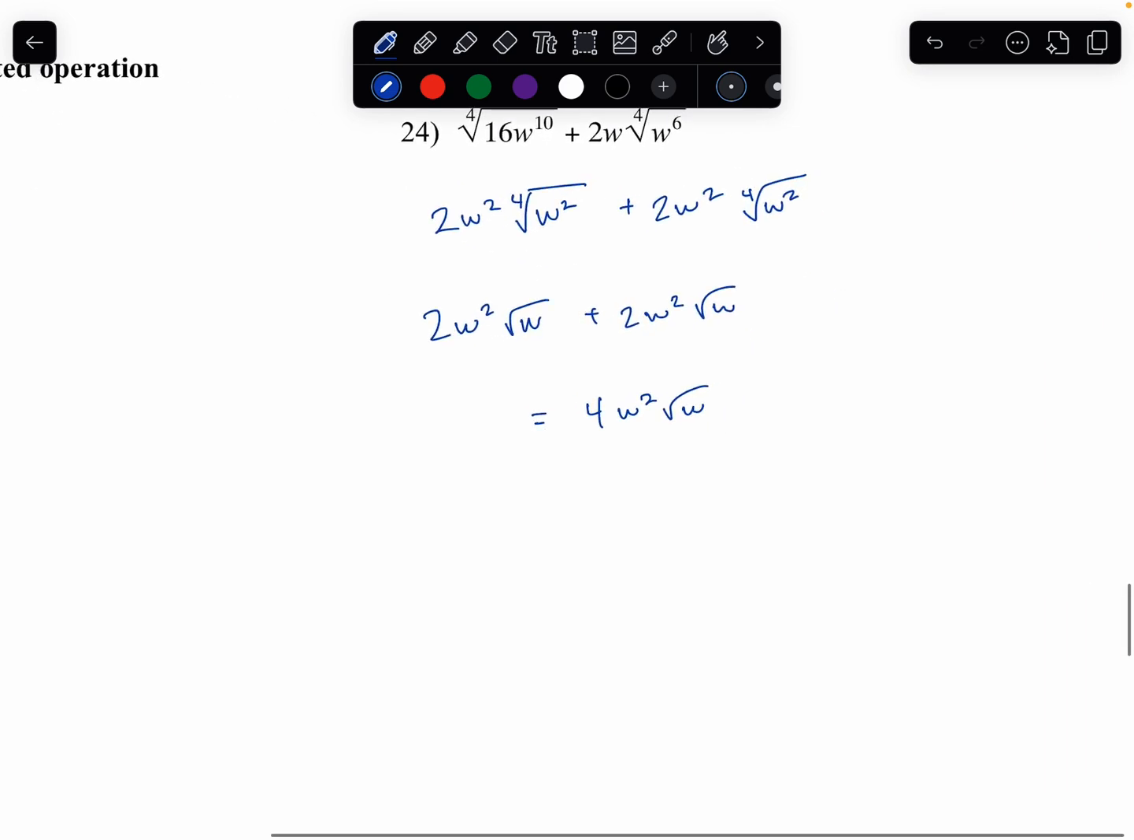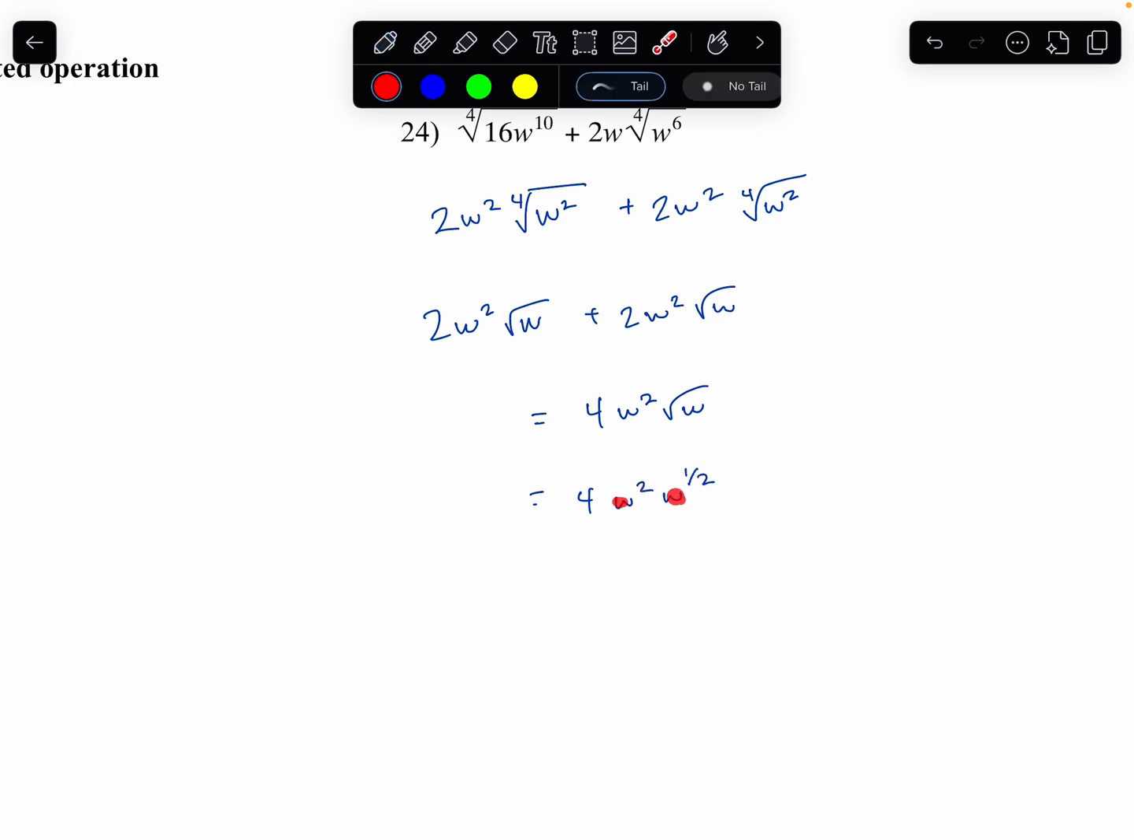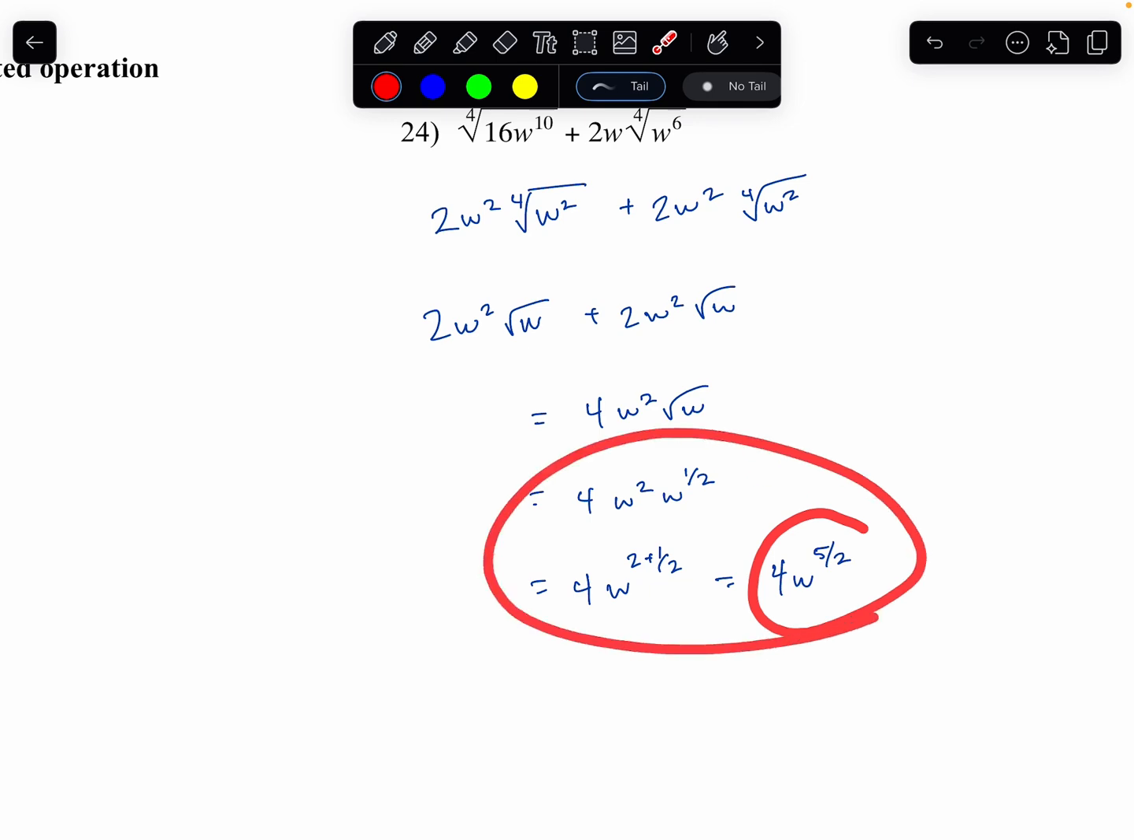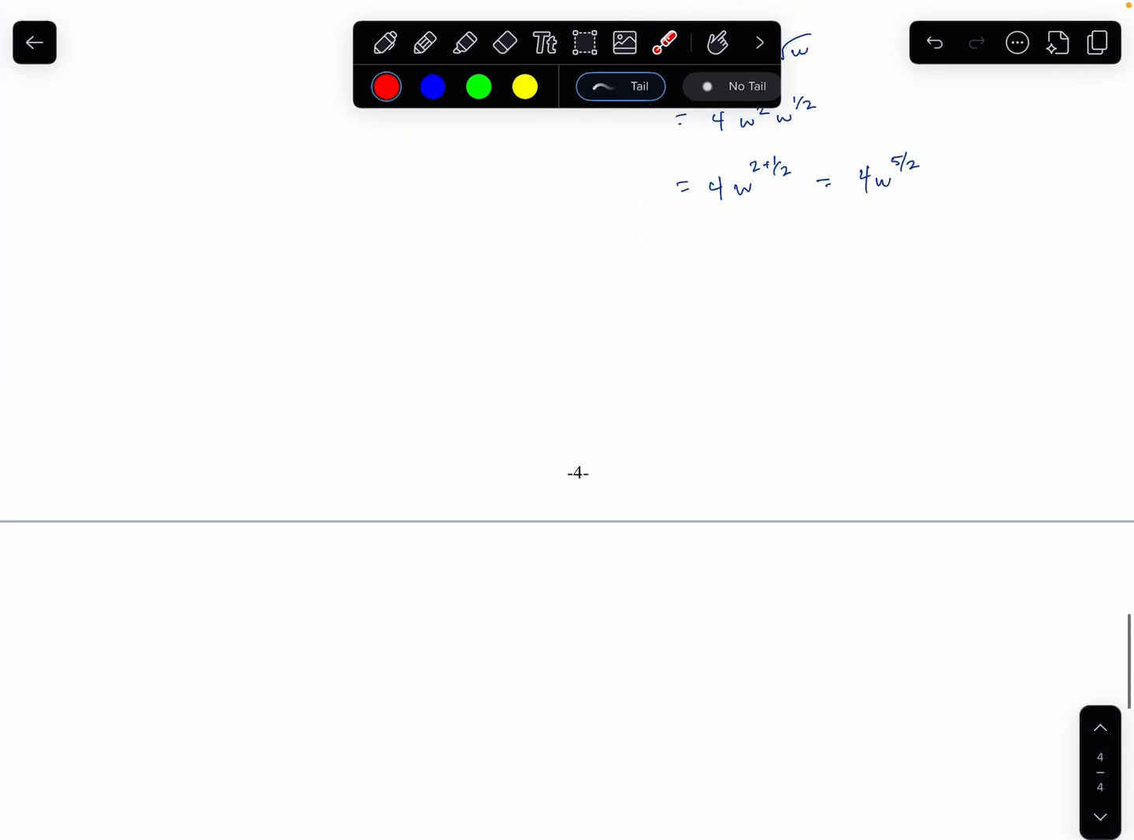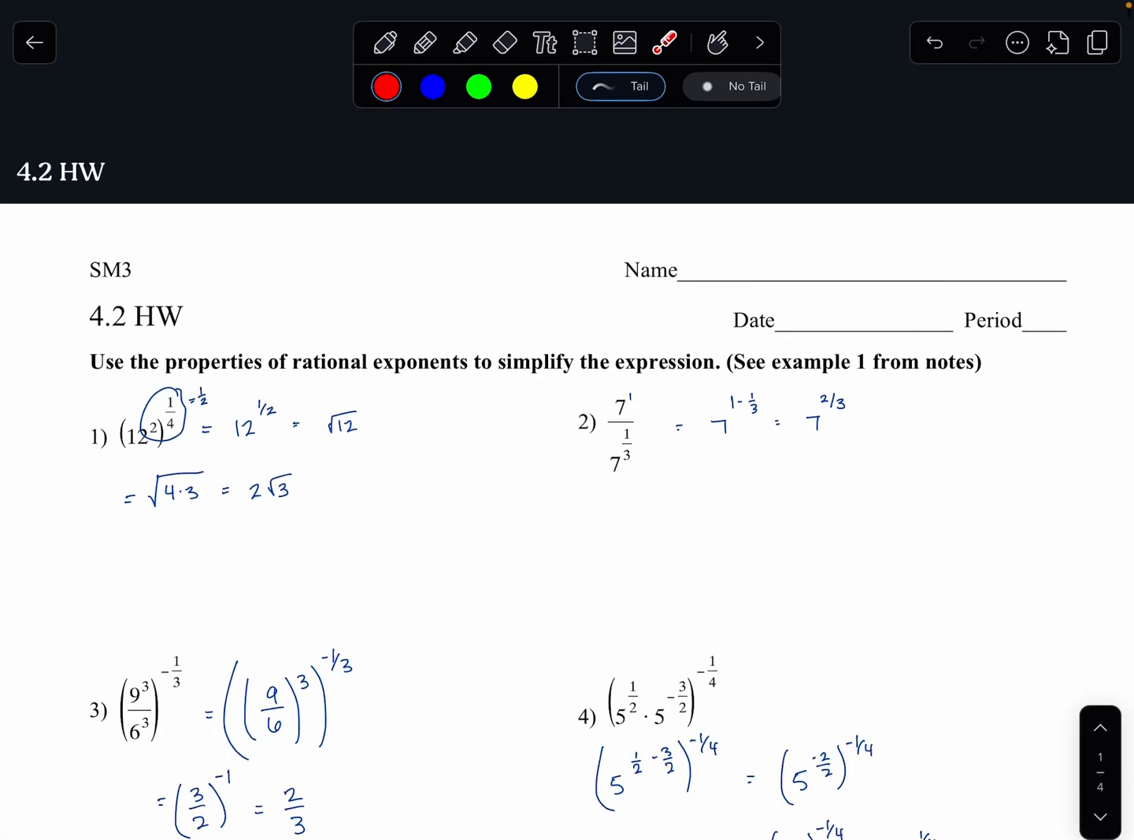Yeah, there's so much you can do with these, because then I can even just say that that's 4w squared times w to the 1/2. And because these have the same bases, I can add these exponents right here. So it's equal to 4w to the power 2 plus 1/2, which would be equal to 4w to the 5/2 power. So there's a lot you can actually do. But okay, that should be everything for this homework assignment.